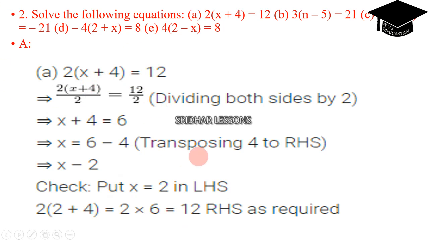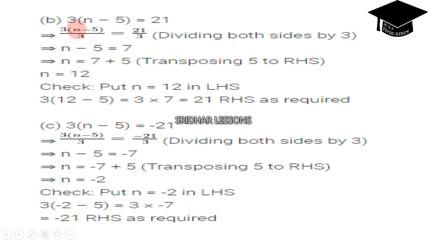Next question. 3 into n minus 5 is equals to 21. Since we have multiplied by 3 both sides, so what we have to do? We have to divide both sides by 3. Okay. So 3 into n minus 5 by 3 is equals to 21 by 3. That means upon cancellation of 3 and 3 we get n minus 5 is equals to, 3 cancels 21 7 times.